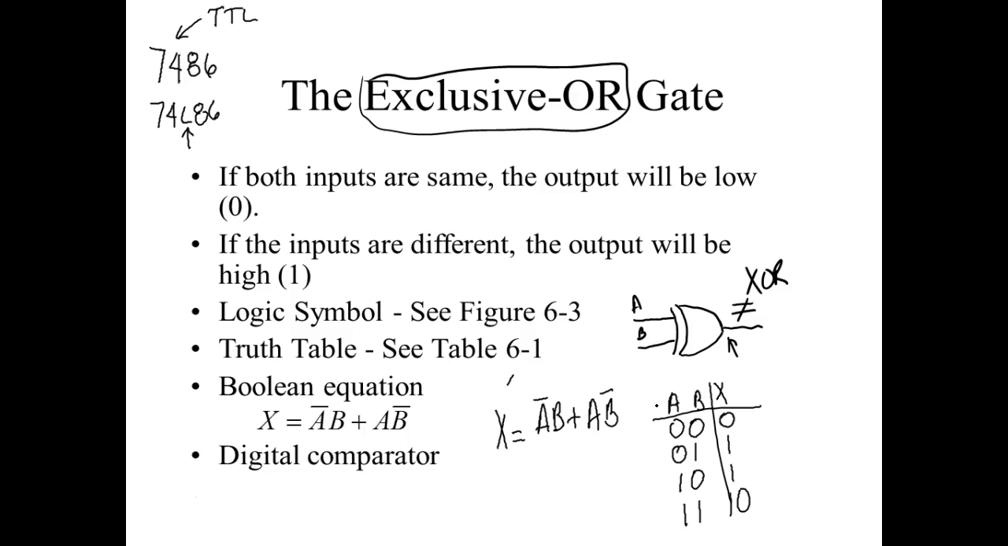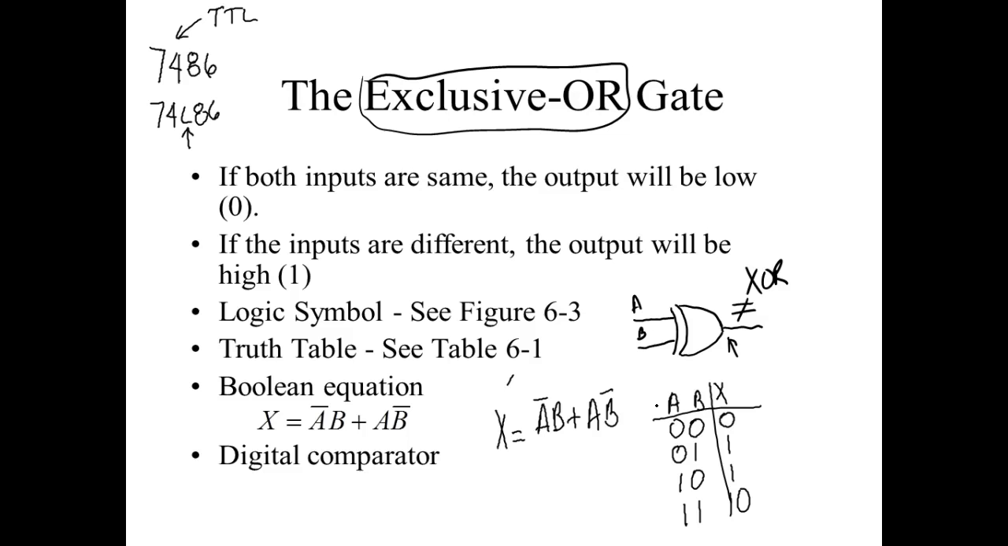And they're all 2 inputs. That's the big difference. If I asked how many inputs an OR gate could have, you'd say 2 or more. If I asked how many inputs an exclusive OR gate would have, you would say 2, because these are our comparators.